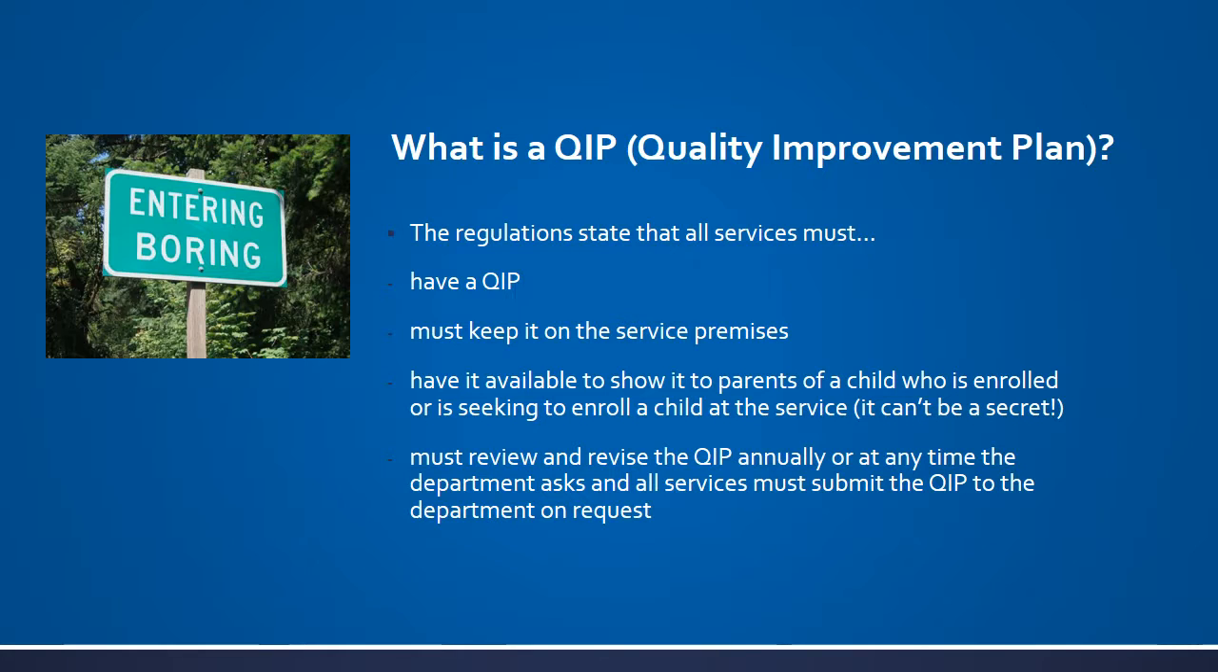They must have it available to show parents of a child who is enrolled or is seeking to enrol a child at the service, so it cannot be a secret hidden in the storeroom that you never look at or never show anyone. And you must review and revise the quality improvement plan annually or at any time the department asks, and all services must submit their quality improvement plan to the department on request.